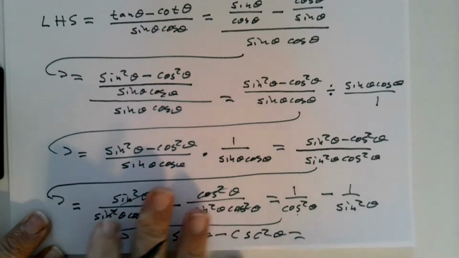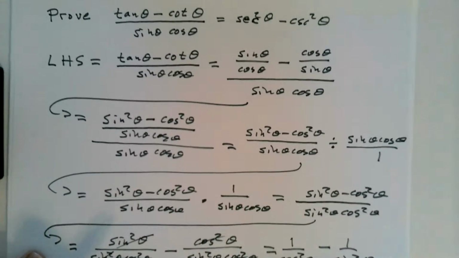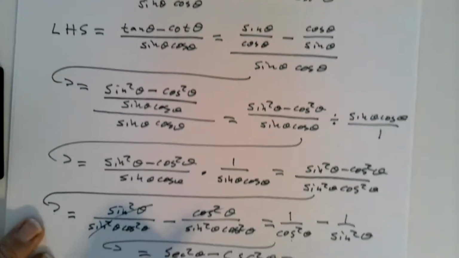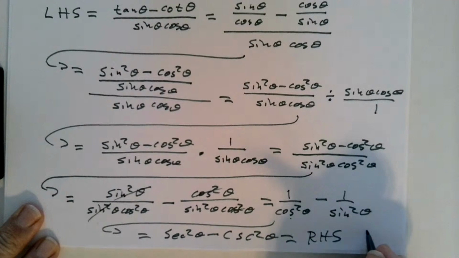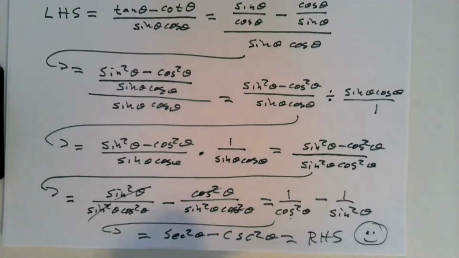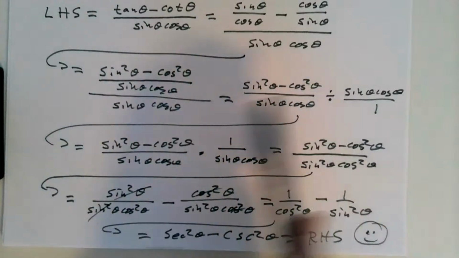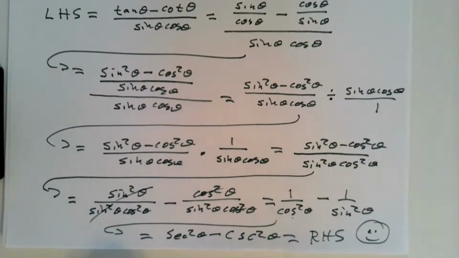And that's what we wanted. That was our right-hand side. If you go all the way back to the beginning, that was our goal. I wanted to get the left-hand side to be secant squared theta minus cosec squared theta. So that is my right-hand side, and that's done correctly. So you see the process: left-hand side equals right-hand side. That's the strategy I want you to use when you are doing problems this way.